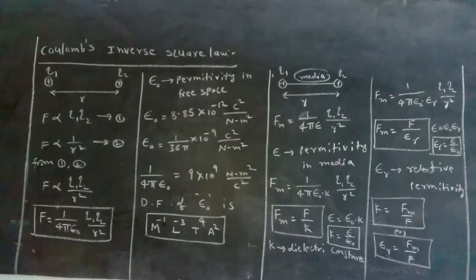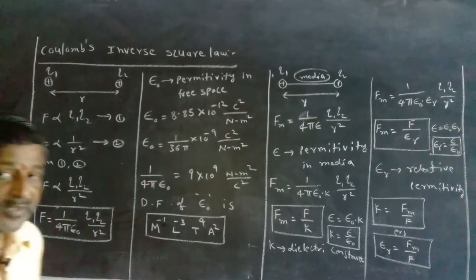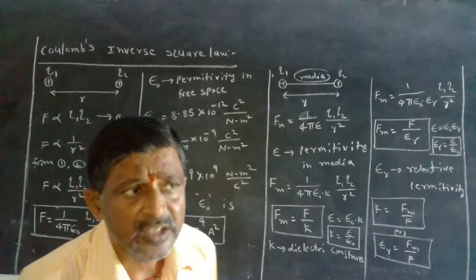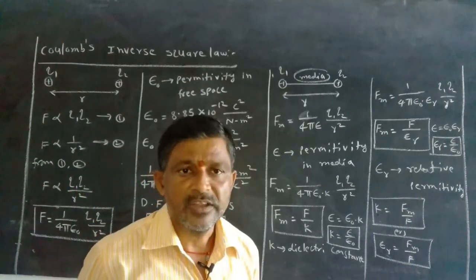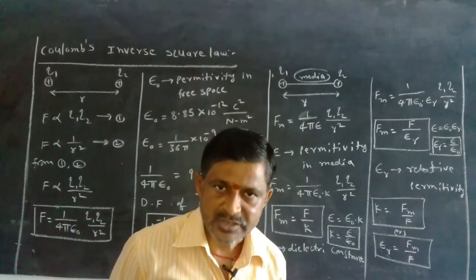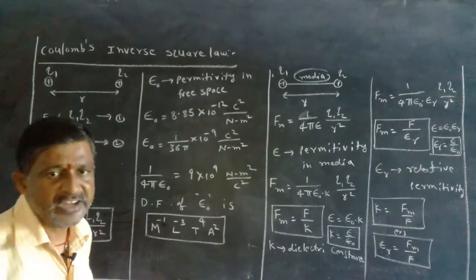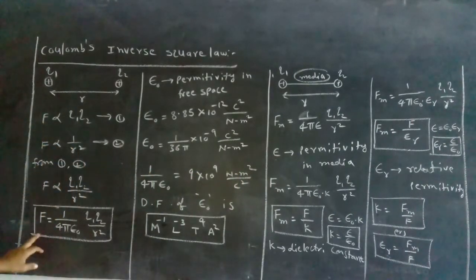This is Coulomb's inverse square law. What is Coulomb's inverse square law? F is equal to 1 by 4 pi epsilon naught Q1 Q2 by r square. You write up to here in the examination. If it is given for 4 marks, you will compulsorily get those 4 marks. Up to here it is enough to get the 4 marks.